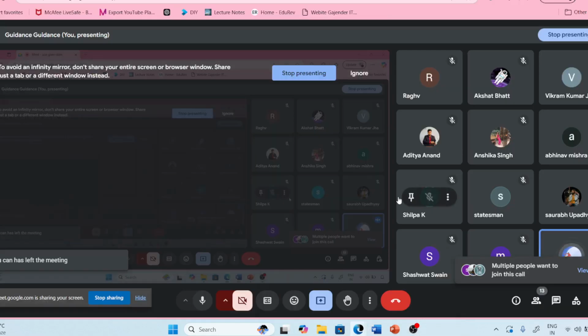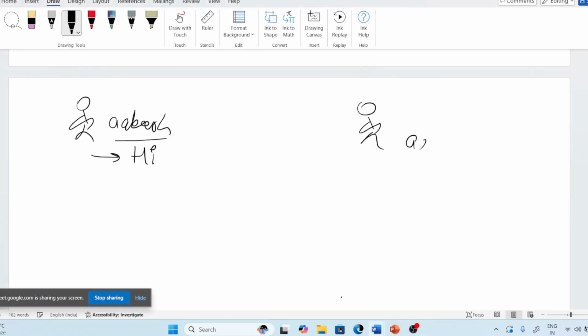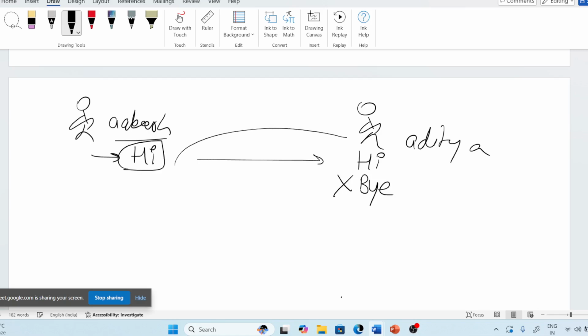So let's suppose Akash's friend is Aditya. Now Akash wants to send "hi". This "hi" should arrive as "hi". It should not happen that "hi" becomes "bye". This should not happen, so the same message should be received here.